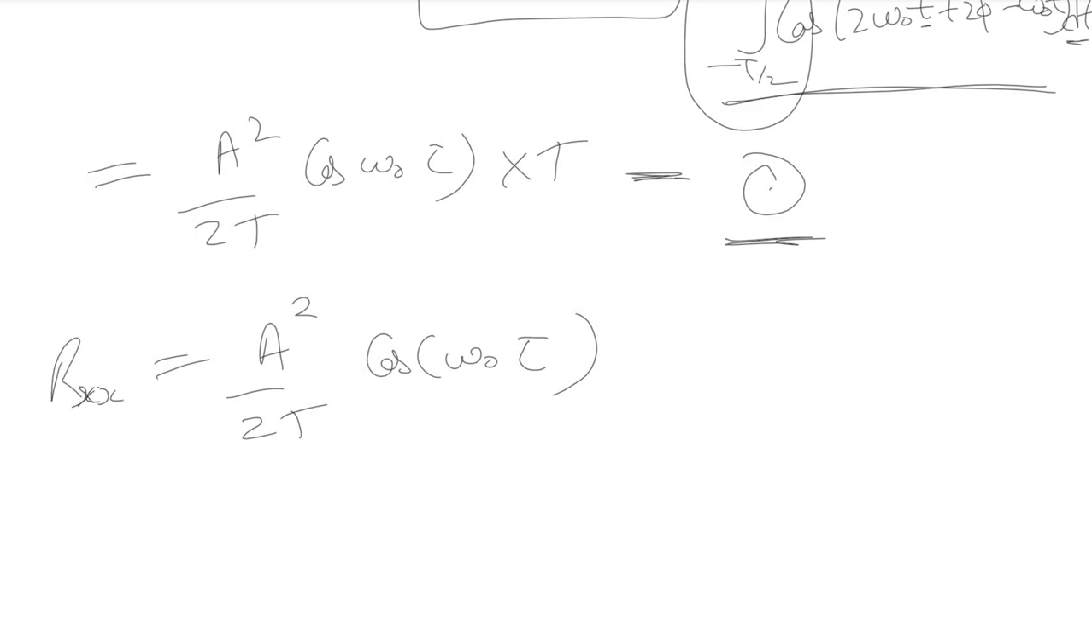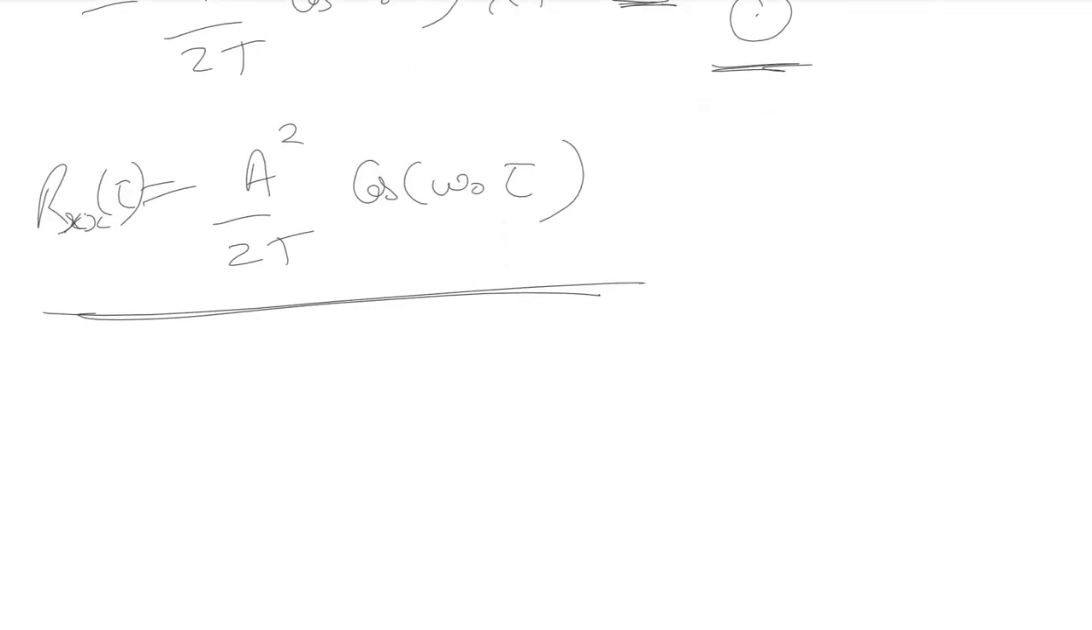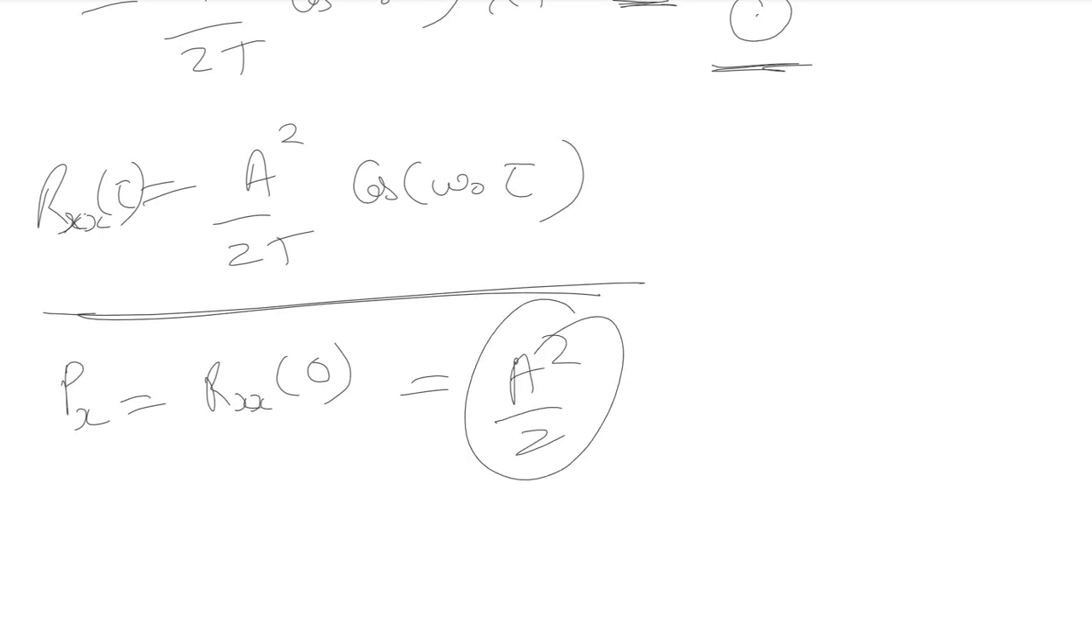And further, if you want to find out the power of this function, find out the autocorrelation function at tau equal to 0, and the power comes out to be A square by 2, which we already know: the power of any sinusoidal signal is amplitude square by 2.